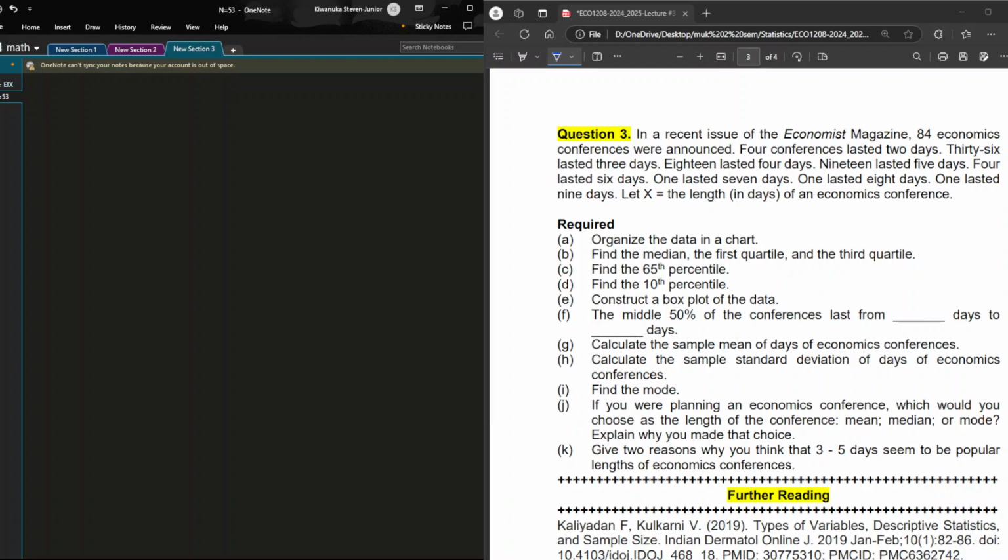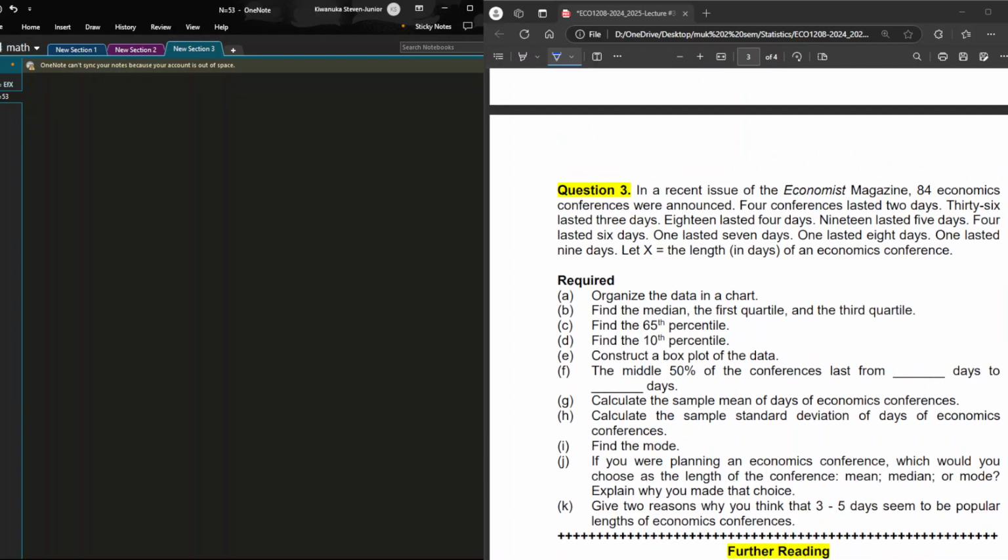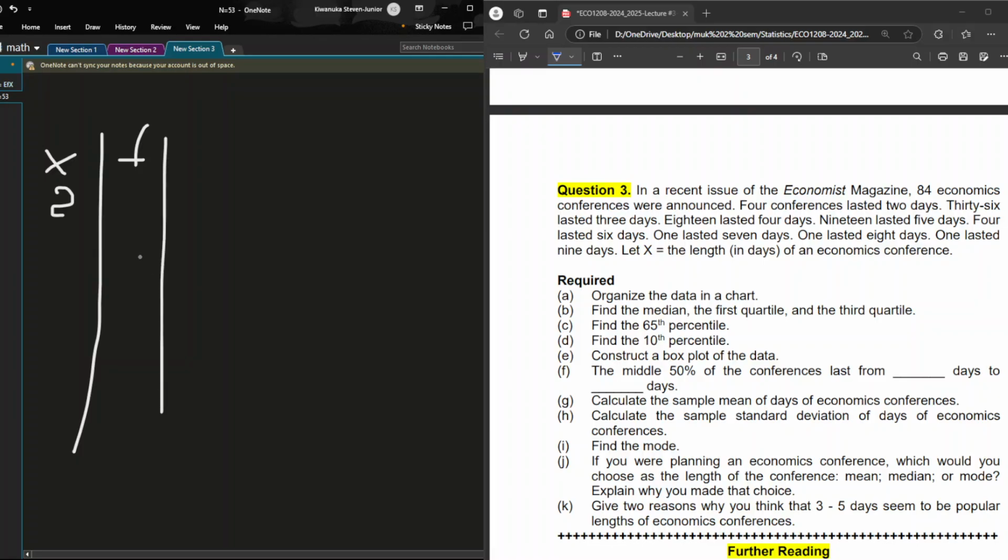We want to debate matters of economic importance, and we are given days and frequencies. For example, the first one: 4 lasted 2 days. That means x, which is the number of days, is 2, and our frequency is 4. So this is how our data should appear.